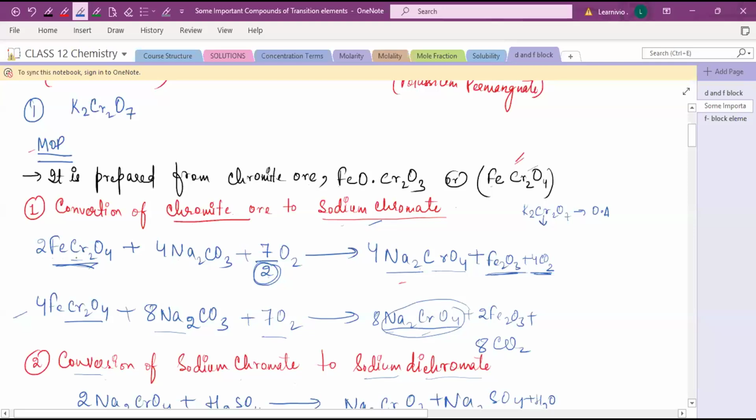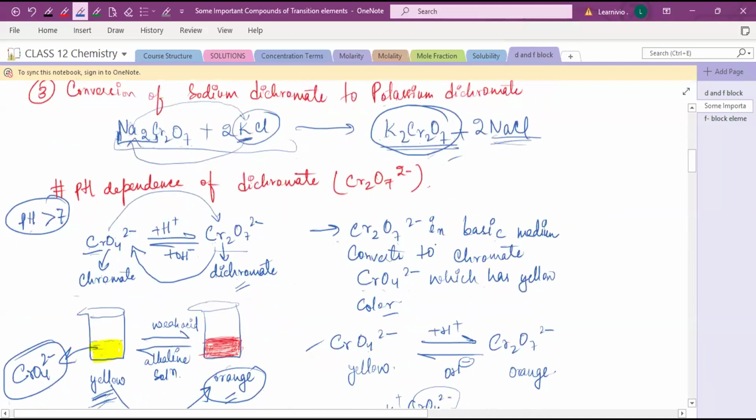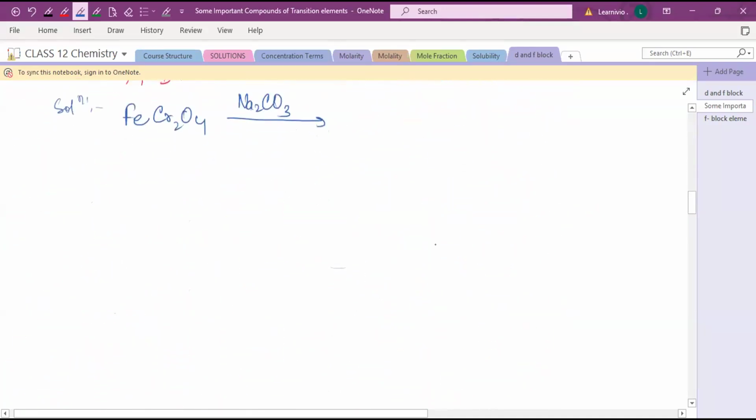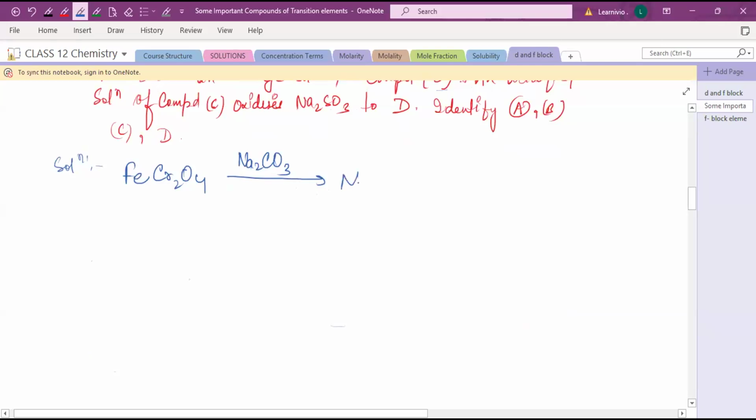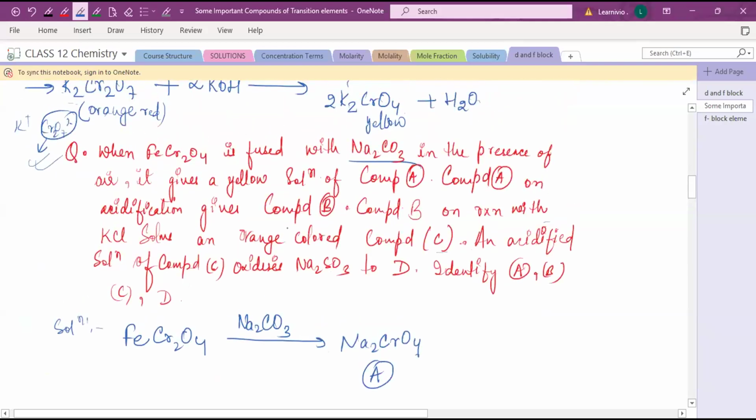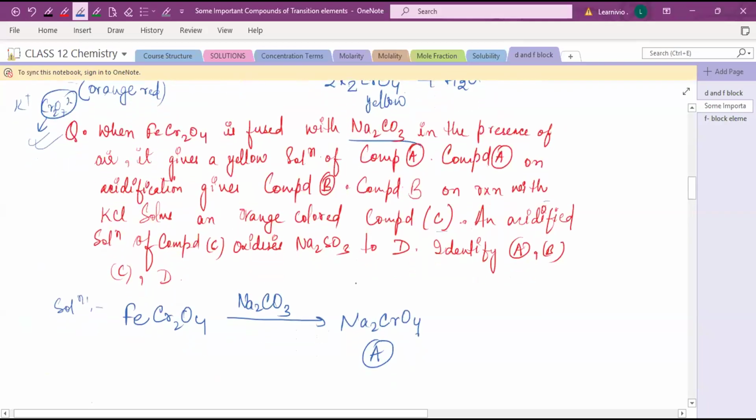So when you treat this chromite ore with Na2CO3, you will get Na2CrO4. That is your A compound, and according to the question, it gives a yellow solution.